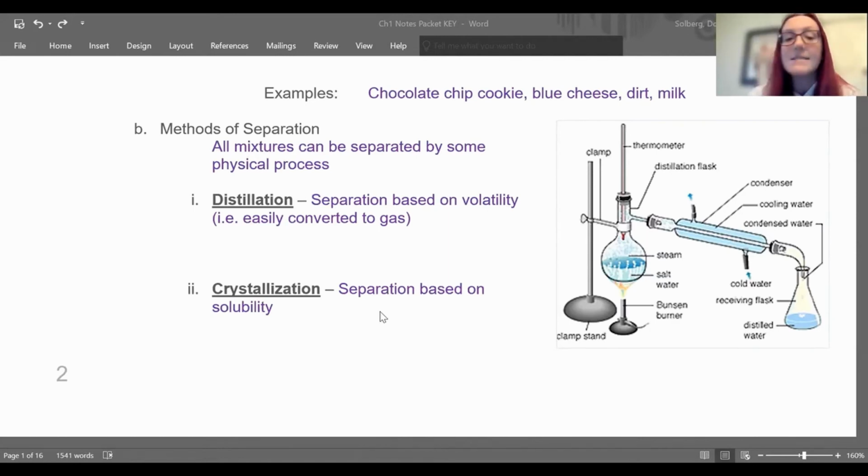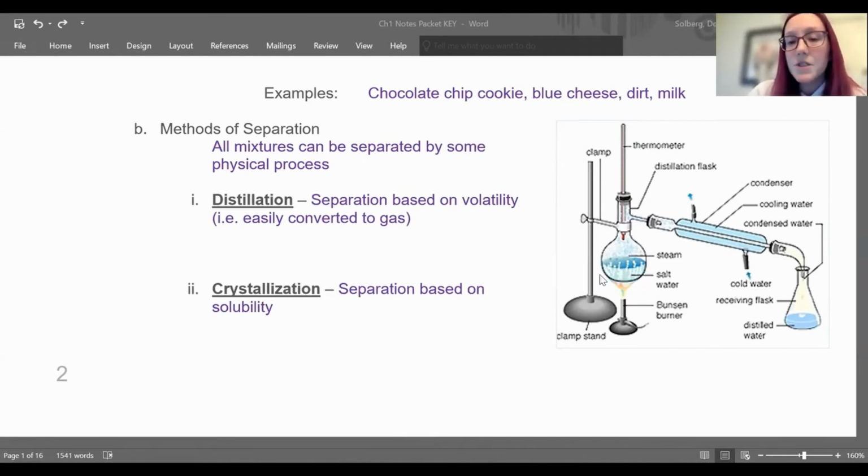And volatility is how easily something is converted into a gas. So if something is easily converted into a gas, it will turn into a gas, and then we can recondense it and collect it. So this picture over here is actually a distillation apparatus. If I start, this is where I'm starting with this flask, with salt water. Okay, so salt water is a type of mixture. If you have salt dissolved in water, you cannot see the different parts. This would be considered a homogeneous mixture, or a solution. That is another word for a homogeneous mixture, a solution.